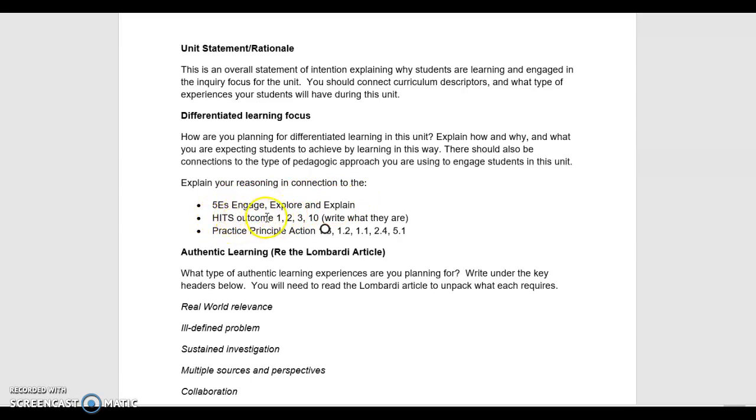HITS outcomes, only 1, which is looking at setting goals. 2, structuring lessons. 3, explicit teaching. And 10, differentiation. And the principal practice actions 1.3, 1.2, 1.1, 2.4, and 5.1 only. So connecting the documents to your reasoning.